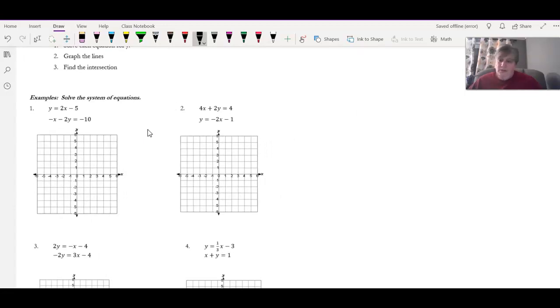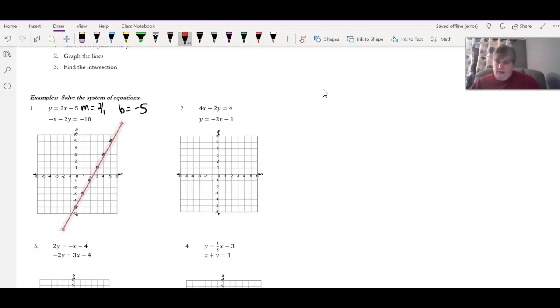Okay, so for number 1, this first equation, my m is 2 over 1, and my b is negative 5. So I'm going to graph that. When you have a system of equations, you're going to want to make as many dots of the slope as you can, because your answer most likely is going to be one of those dots.